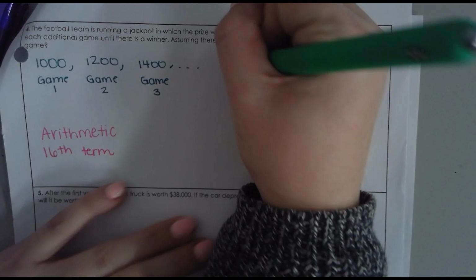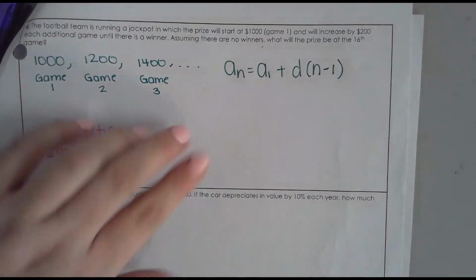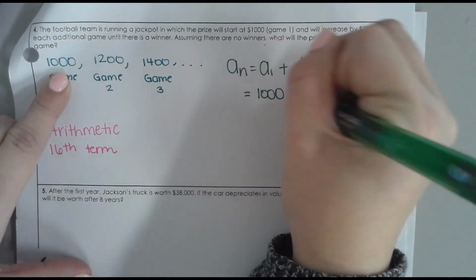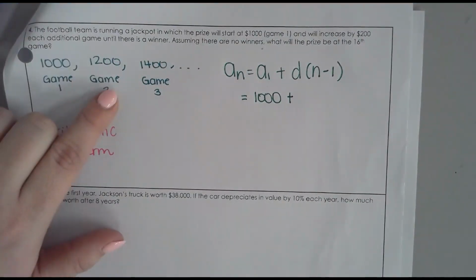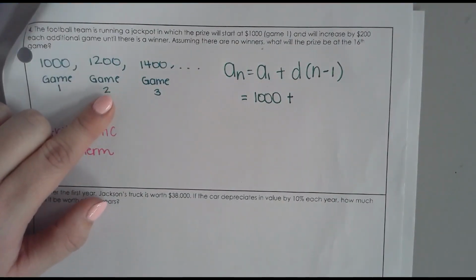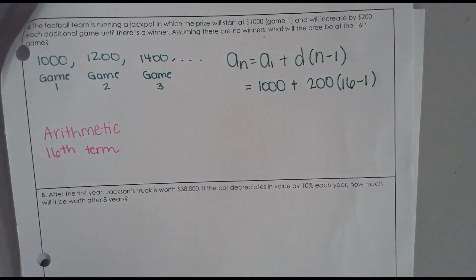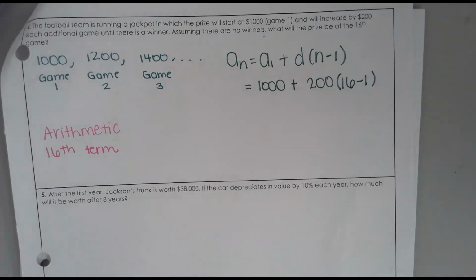So A1 is 1,000 plus, what's my common difference? And when you're just finding a term, you need to plug that in, get your answer.